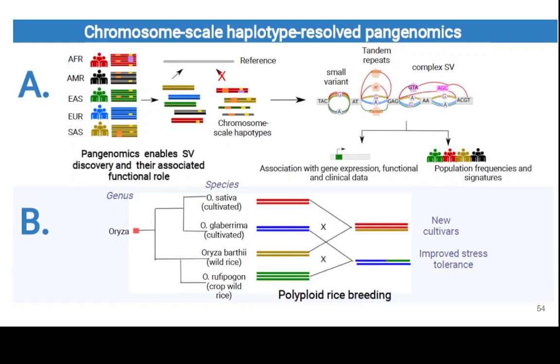And furthermore, beyond human populations, this pangenomics could be helpful in identifying superior haplotypes associated with stress tolerance or disease risk, and also to enable new cultivars for food security and food production. For example, imagine you have this rice genus and they have different types of species which are either cultivars or white rice. Then there are these hybrid crossings that may enable new cultivars, and if you cross this, the new haplotype has improved stress tolerance.